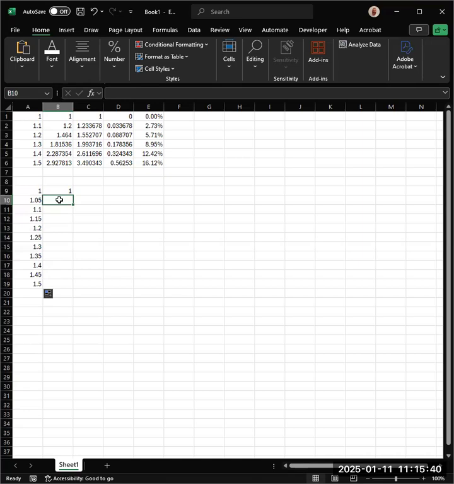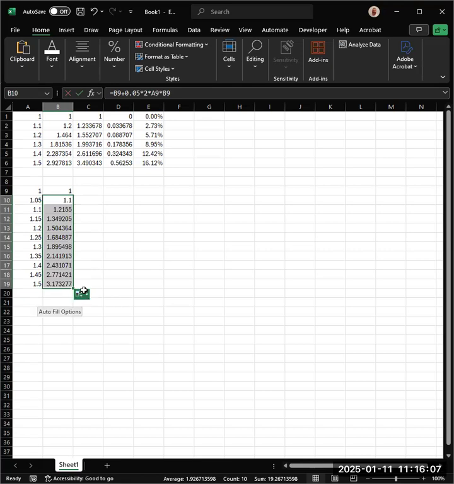Similar process here, I'm going to say old y value plus, and now it's 0.05 times 2 times x value times old y value, like so. And we're going to take that and run it on down here, and good.